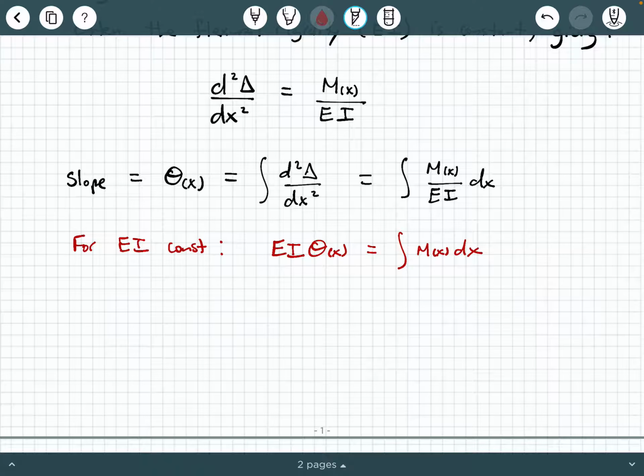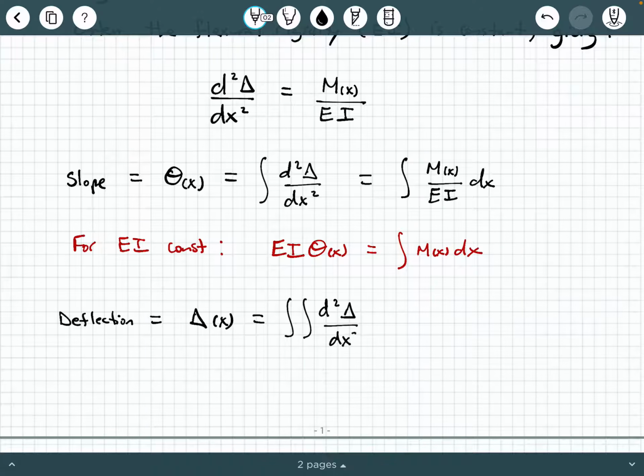Now, how about the deflection or the displacement? So the deflection, which we're going to write as delta as a function of x, is going to be the double integral of this second order differential equation. And if we substitute again the M over EI term into that double integral, we're going to get the double integral of M as a function of x over EI dx dx.